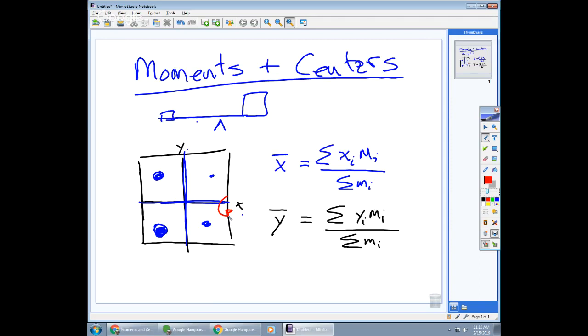Right? So if I'm talking about a moment with respect to the x-axis, that means I'm concerned about the distance of an object to the x-axis. Now, the distance to the x-axis is a y value. With me? Okay. So this particular sum right here in the numerator, that sum is called the moment about the x-axis. Because the y value measures the distance to the x-axis.